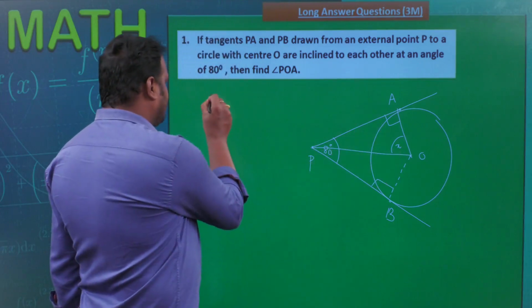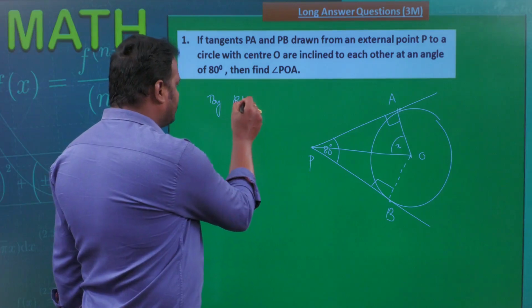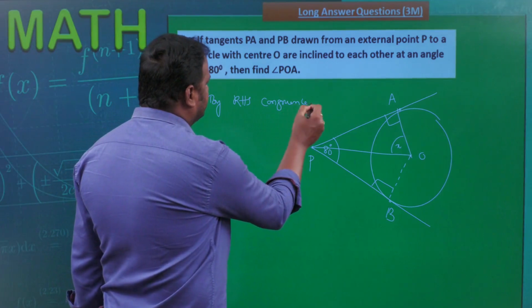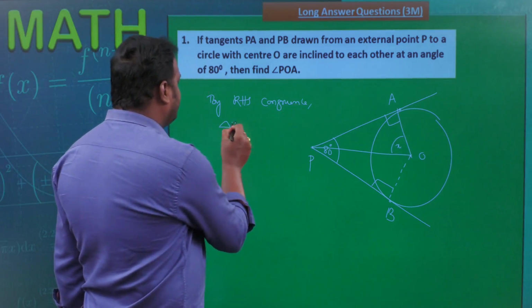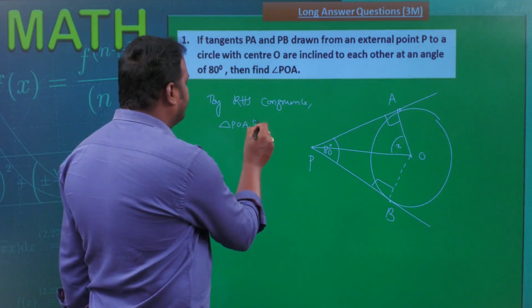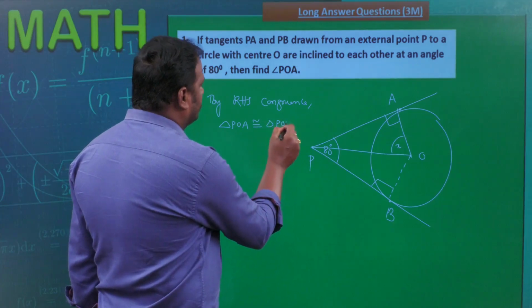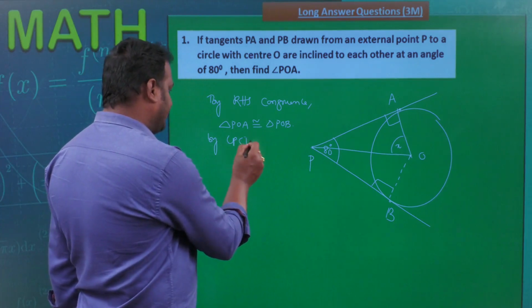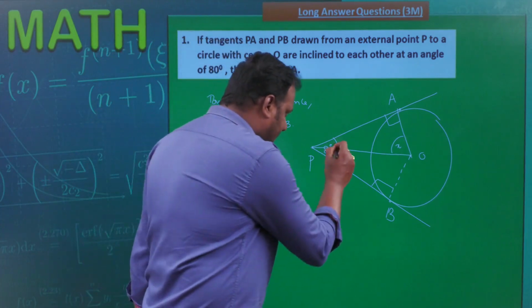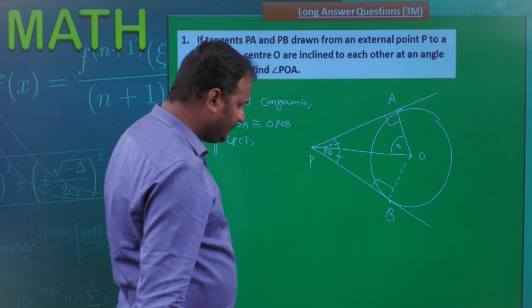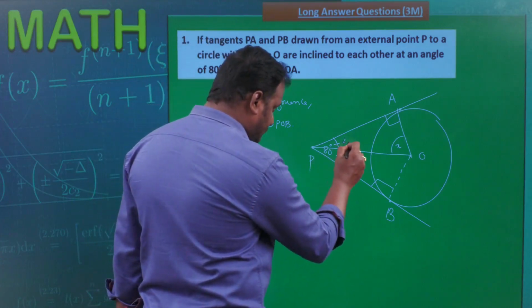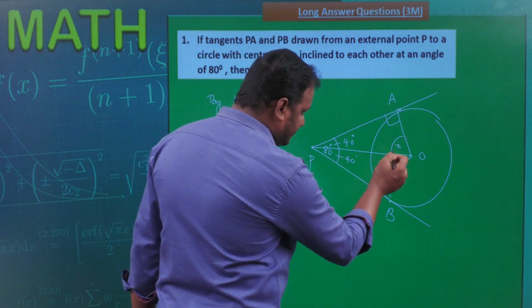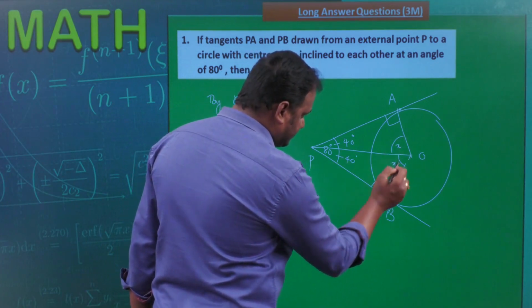So therefore by RHS congruence, triangle POA is congruent to triangle POB. So by CPCT, since they are congruent, we can say that this part is equal to this part. It means this total one is equal to 80, so it is 40 degrees. This is also 40 degrees. And this angle is equal to this angle. Since it is X, this is also X.